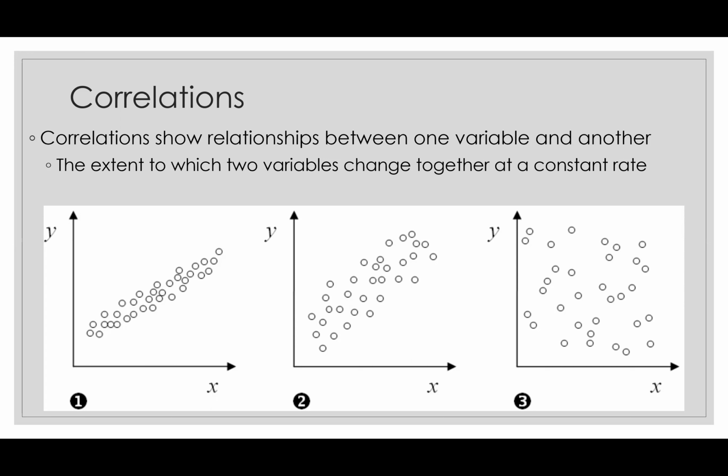And then on the far right, image number three, we see that the dots are scattered all over the plot. So this would be really no correlation. The correlation does not exist in this relationship. There is no correlation between the x and y variable. They do not increase at the same rate. They do not decrease at the same rate.